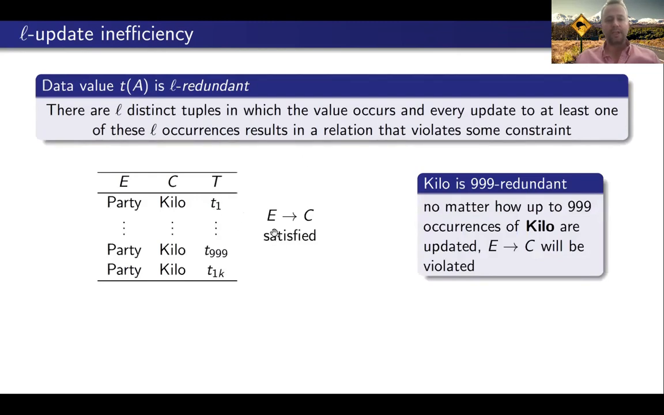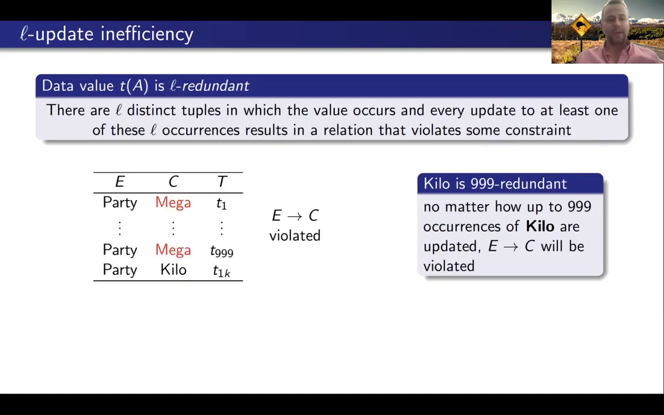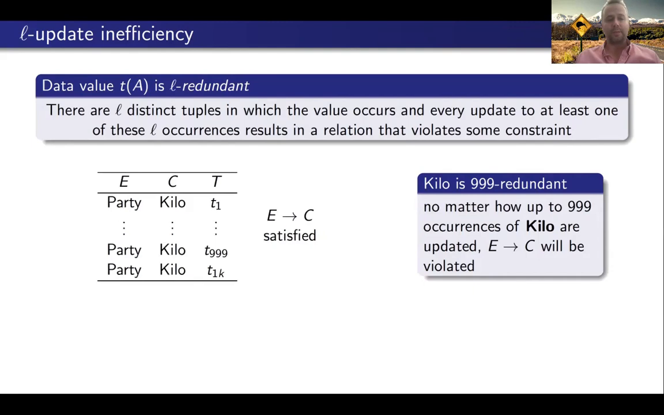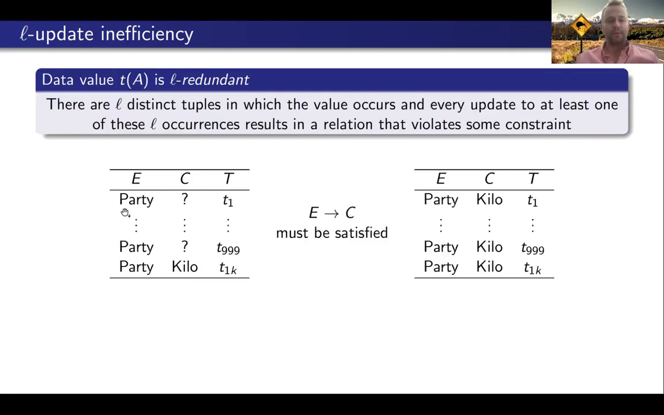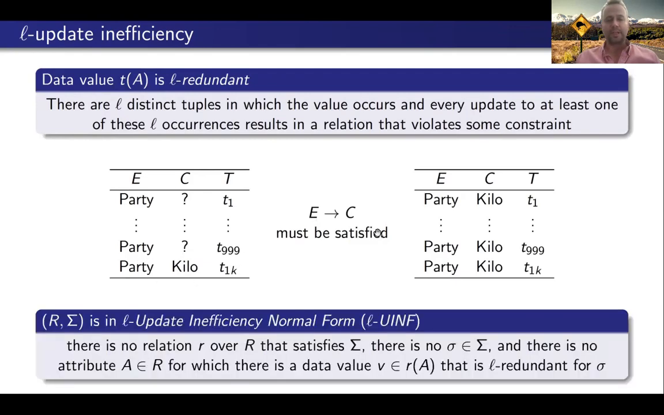So here we have our relation. E to C is satisfied, and kilo is 999 redundant, because no matter how we replace the 999 occurrences of kilo, there's always one occurrence left, which would then lead to a violation of the functional dependency E to C. If we replace all of the values by mega, this would still be violated. So therefore it's fixed and we cannot change it. Another view is that if we don't know these values, we can still infer all of them just by looking at this pattern and knowing that E to C is satisfied.